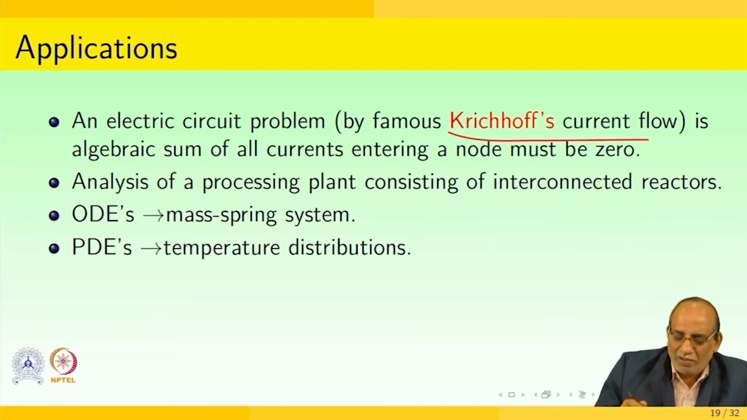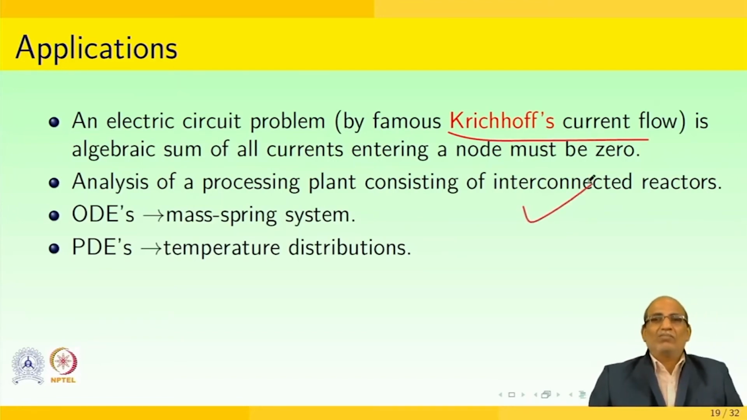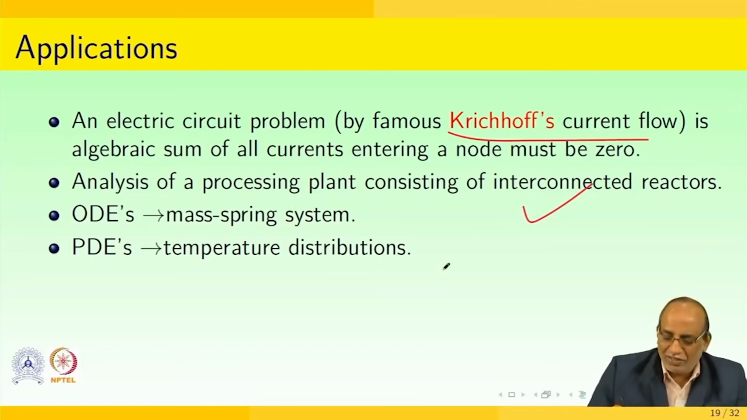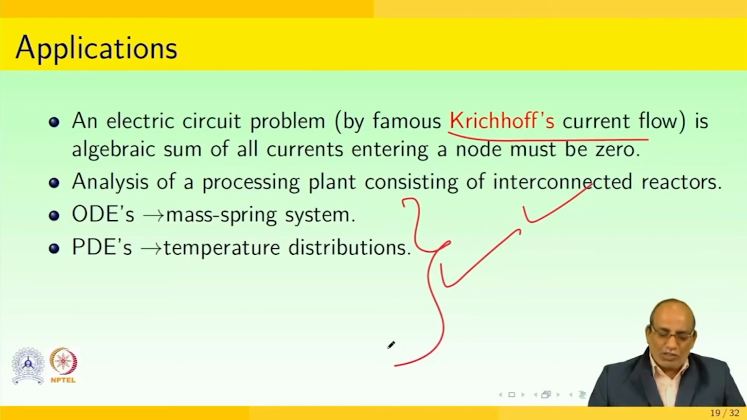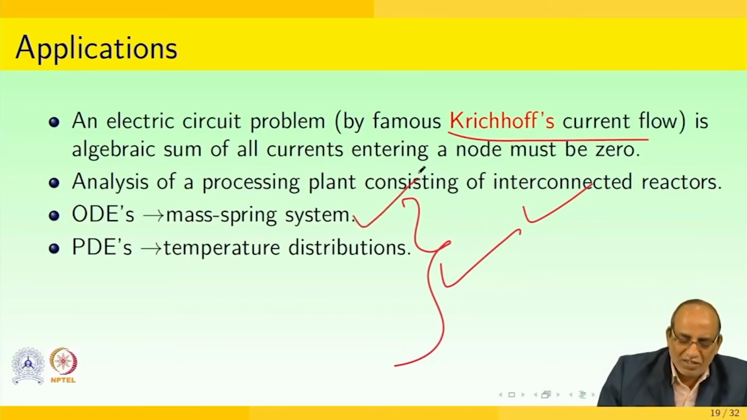So, analysis of a processing plant consists of interconnected reactors. Now if you look into the reactors, nuclear reactors, whatever property or mechanism is entering the system should be the same as the mechanism which is leaving the system. So we quite often get what we call ordinary differential equations, that is the mass spring system, and partial differential equations, such as the temperature distribution system.